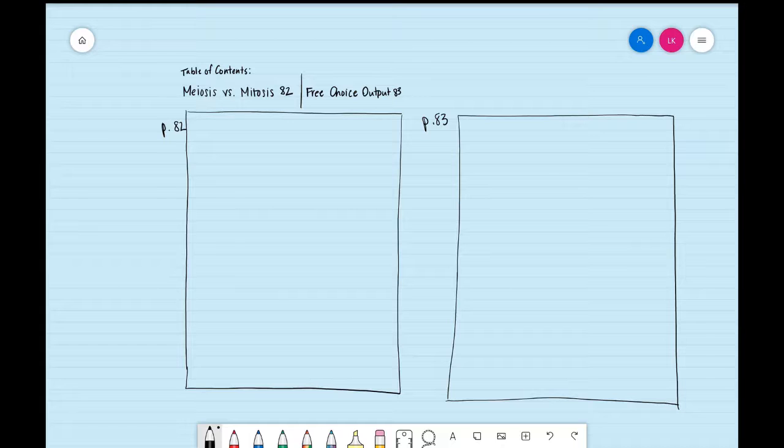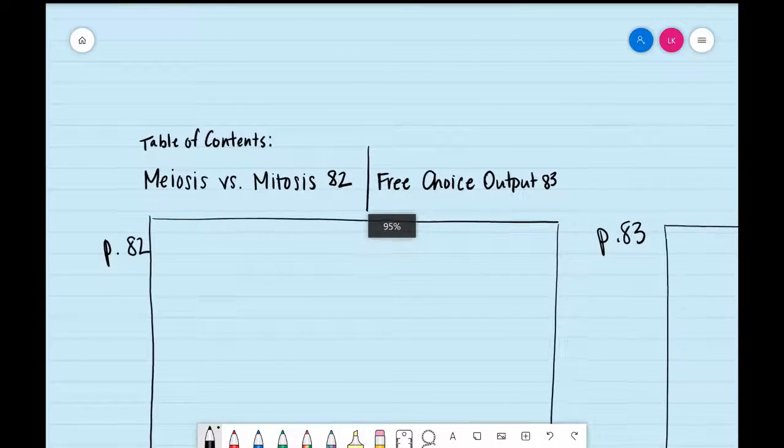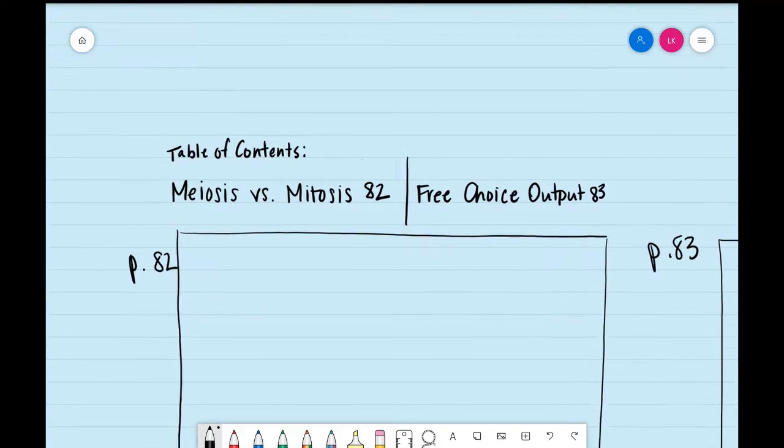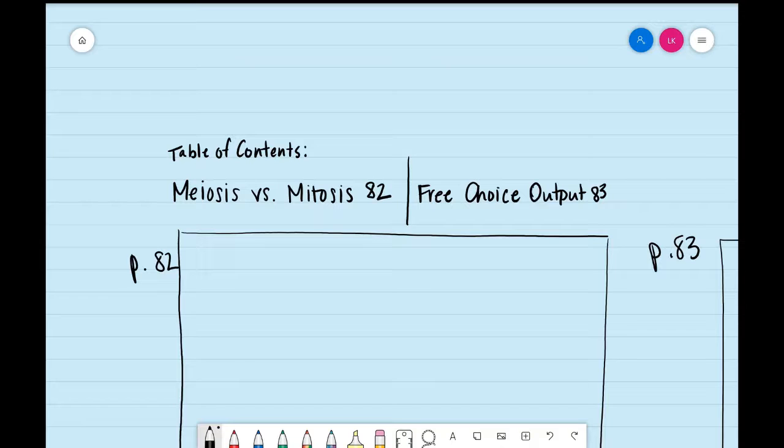Hello class, I am in Whiteboard on my Microsoft Surface and I'm going to be taking notes. We're basically going to keep on going. So we're going to treat this like any other day where we start by writing in our table of contents. Please go ahead and open your notebook and update your table of contents. Write down meiosis versus mitosis on page 82 and free choice output on page 83.